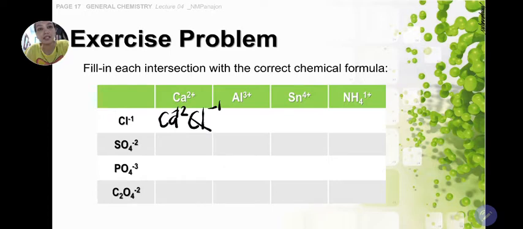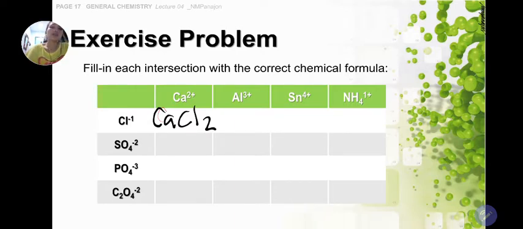So, kapag pinag-cross natin sila, we have Ca, that would be 1. So, hindi na natin isusulat yon. And then, for chloride is 2. So, CaCl2. So, this is the correct chemical formula. Okay, so hindi na tayo pupunta sa naming ng compounds. Hanggang dito na lang tayo sa pag-write ng chemical formula. So, ang magiging answer nyo dito, sa intersection na to, is CaCl2. Okay, so I will give you that example.